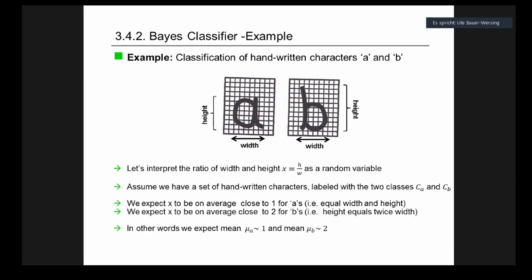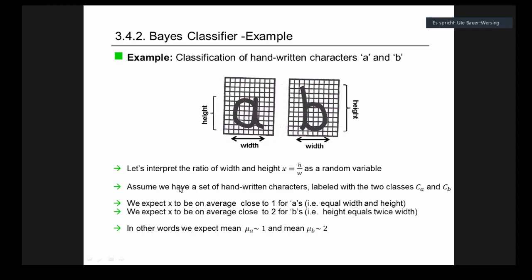The example that we want to look at is classification of handwritten characters A and B. So we want to predict if a given image is an A or a B. If you look at this handwritten A and this handwritten B, you can measure the width of the letter, and you can also measure the height of the letter. You can define a variable x, which gives you the ratio between height and width. And that's your random variable. So we are interpreting the ratio of width and height as a random variable.